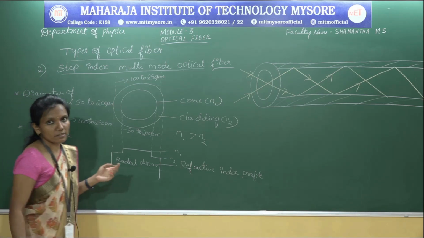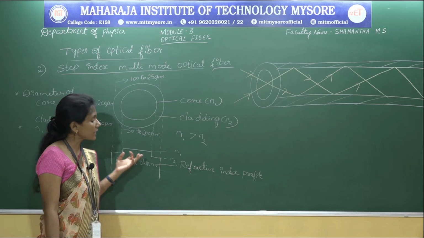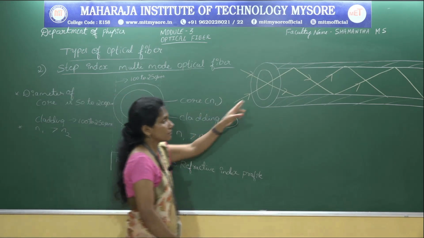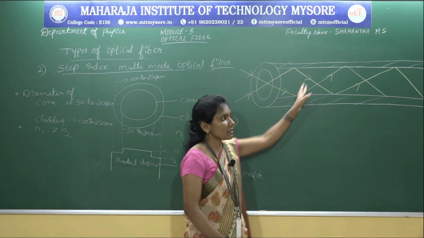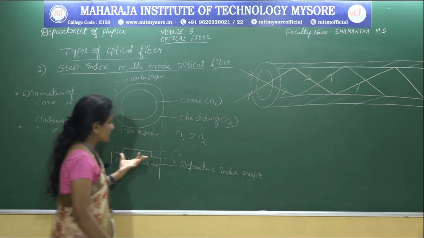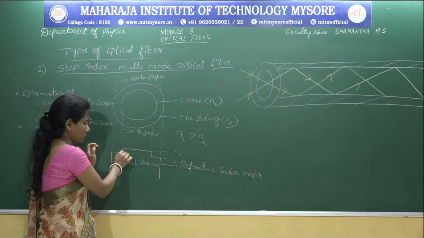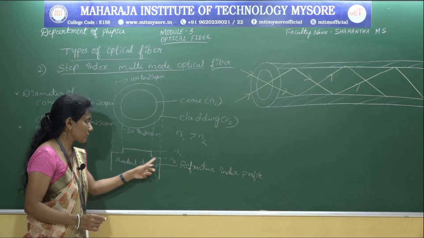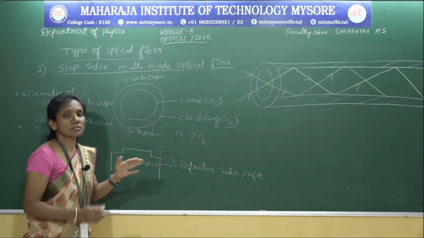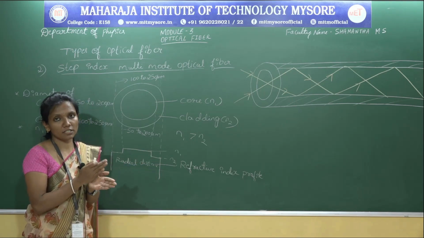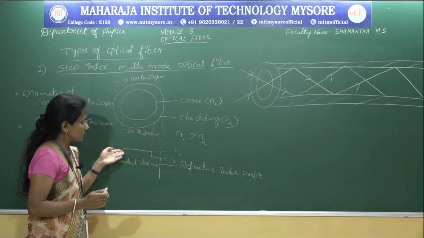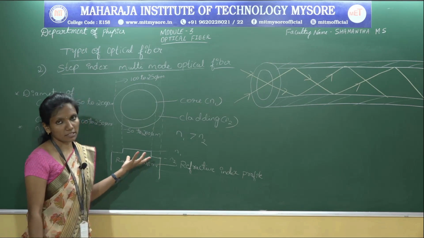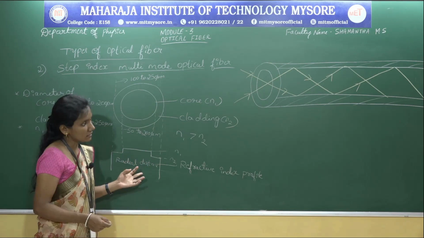And here also, as there is a sudden change in the refractive index between the core and cladding at the interface, the refractive index profile will take a step-like structure. When there is a sudden change in the refractive index of the core and cladding, it takes a step-like structure in the refractive index profile.